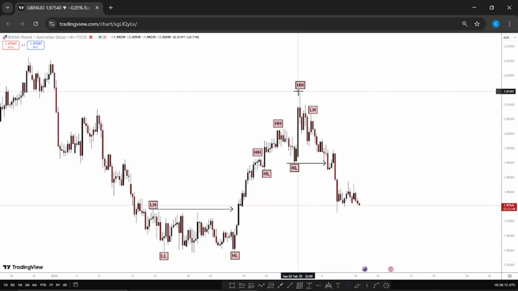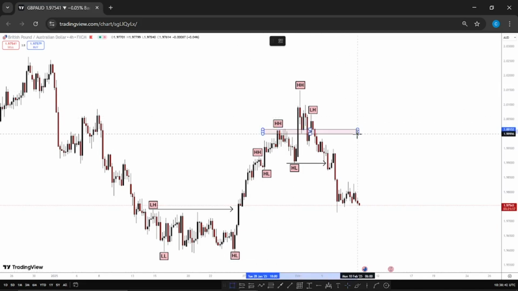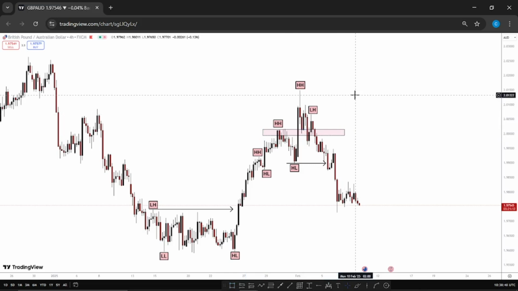So the next thing I identified was my key level. And when I say key levels, what am I talking about? We are talking about support becoming resistance or resistance becoming support. And since price was giving us a series of bullish market structures, what key level did I identify? I identified resistance becoming support. Right? So after I've identified my key levels, what was the next thing I did?